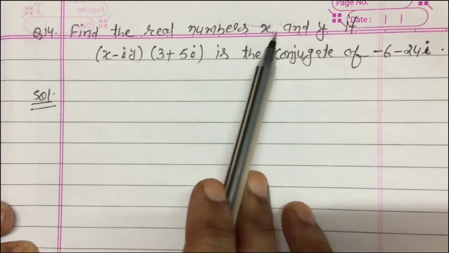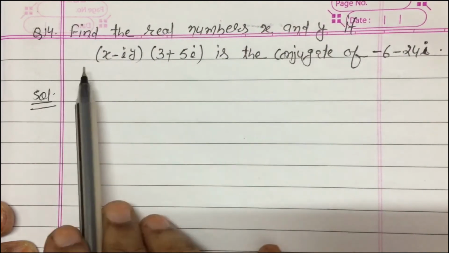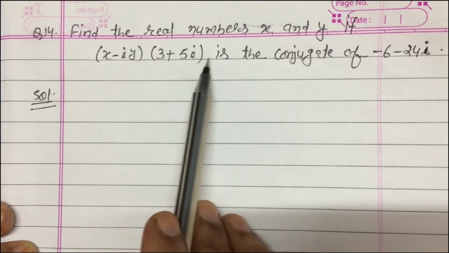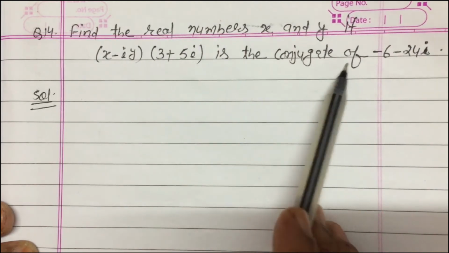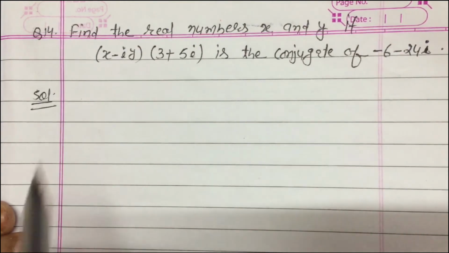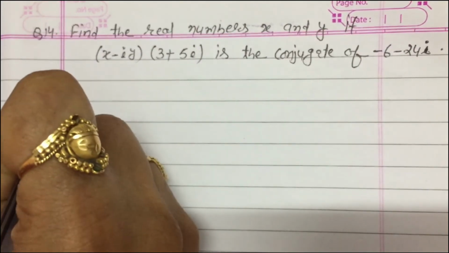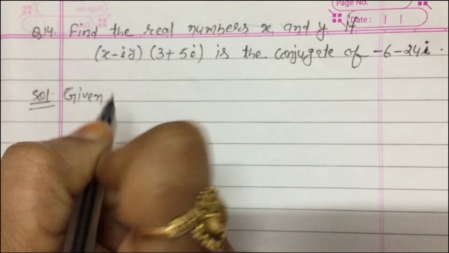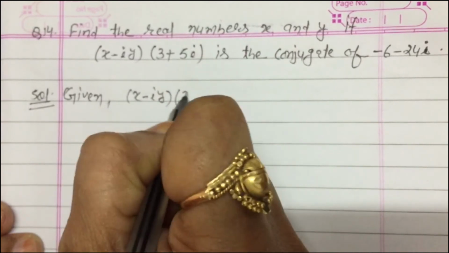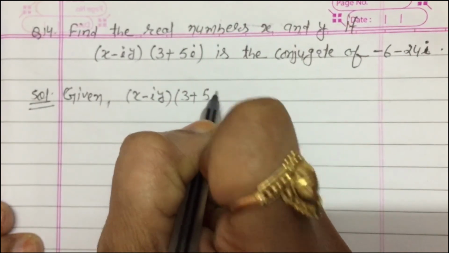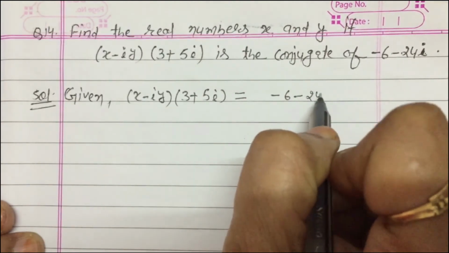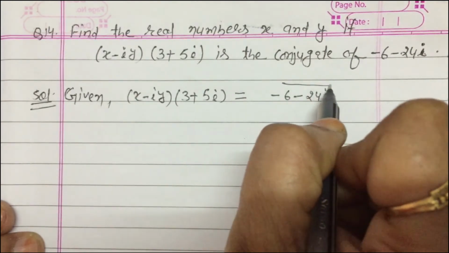Question number 14. Find the real numbers x and y if x minus iy into 3 plus 5i is the conjugate of minus 6 minus 24i. So to solve this question, first write given is x minus iy into 3 plus 5i is conjugate of minus 6 minus 24i.